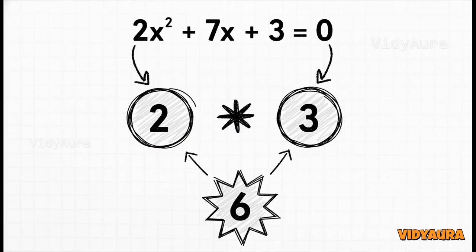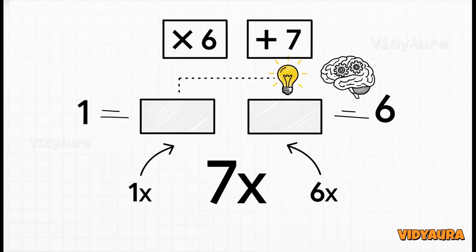Okay, step 1 is super simple. We just multiply a and c. In our equation, a is 2 and c is 3. So 2 times 3 gives us 6. Easy enough, right? All right, here comes that magic numbers step.